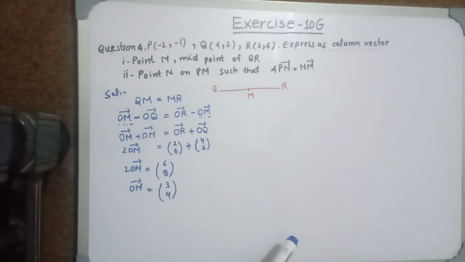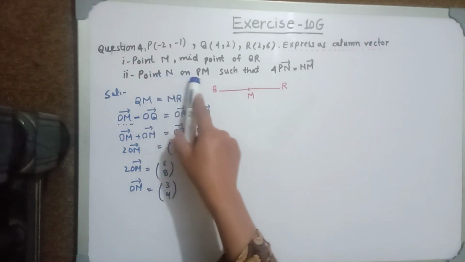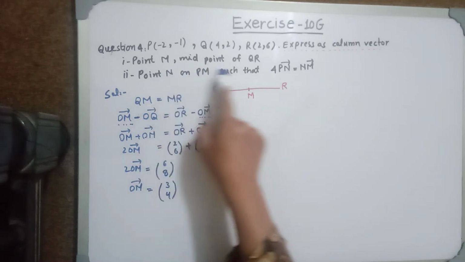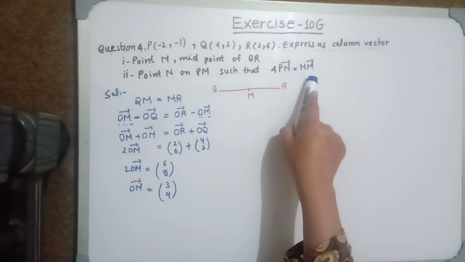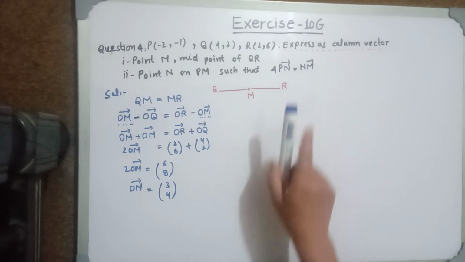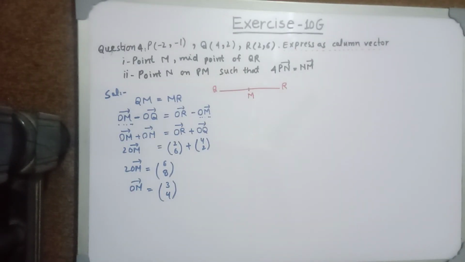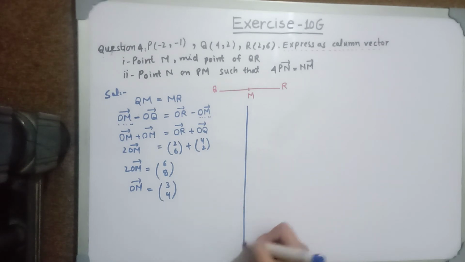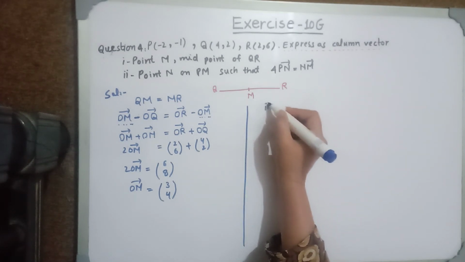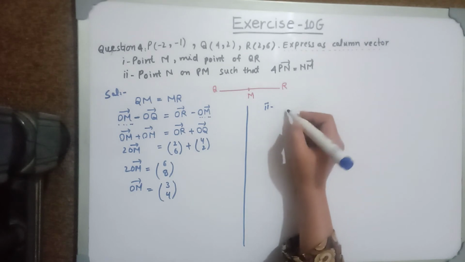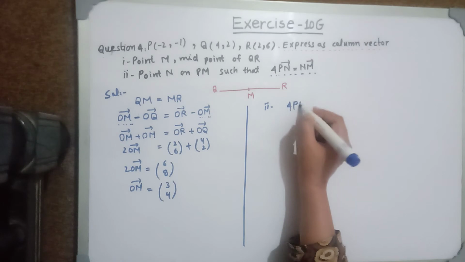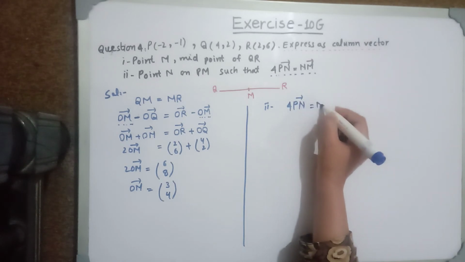Now let's see part 2, which is to find the point N on PM. There's a line PM on which the point N lies such that 4PN is equal to NM. Right? So we are going to find this point N by using this given condition. Part 2. They have asked you to find the point N on PM. And we are going to use this condition. By using this condition, we will easily find it. 4PN is equal to NM.